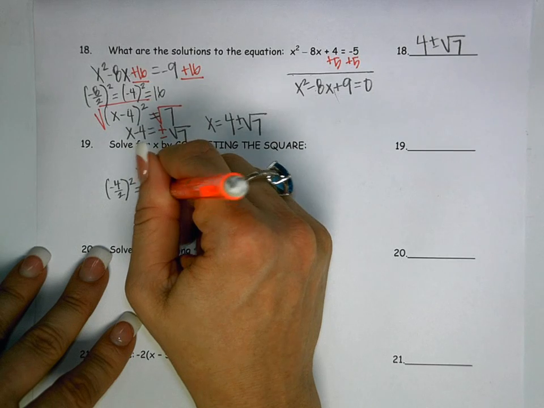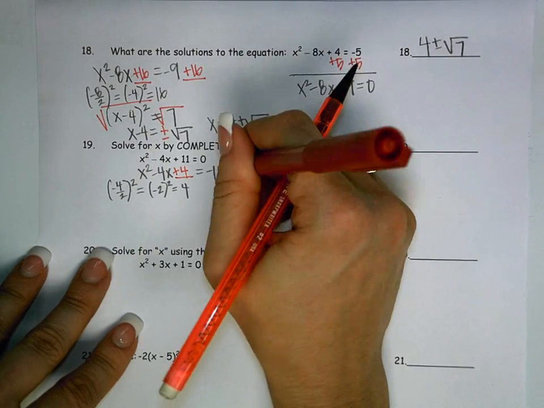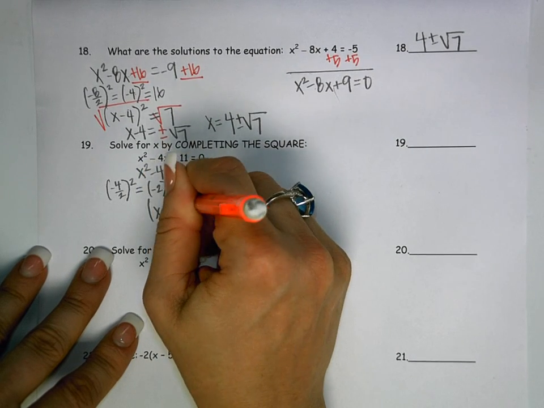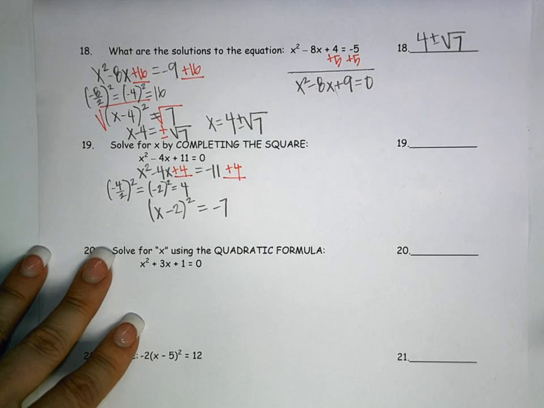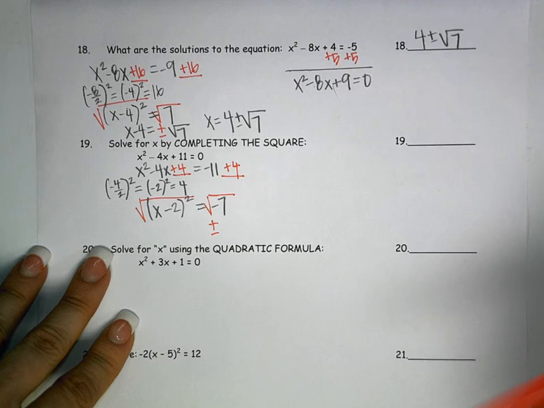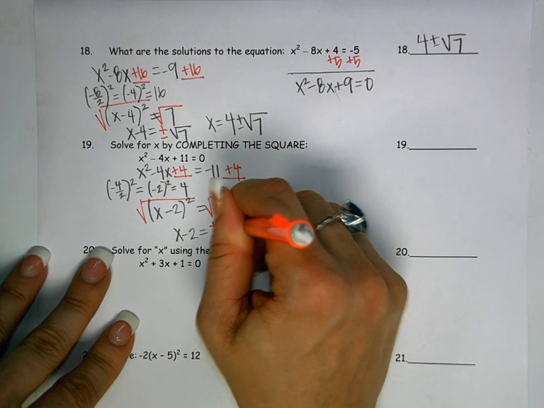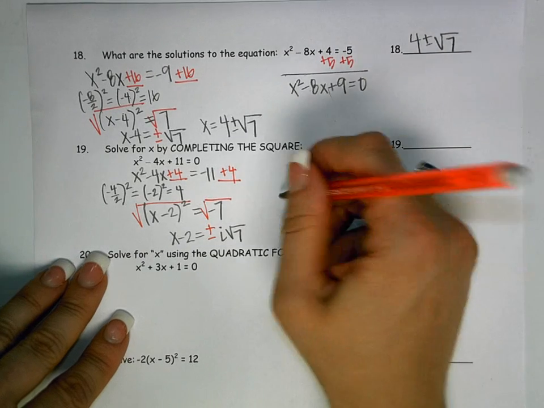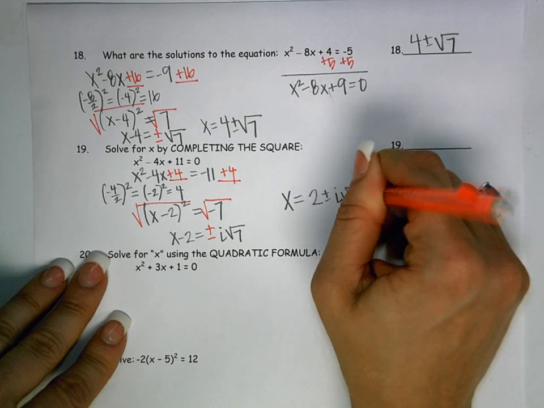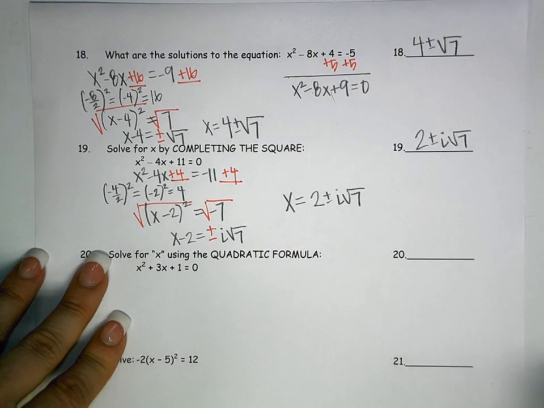Negative 4 divided by 2 is negative 2. Negative 2 squared is 4, so we're going to add 4 to both sides. Factor that: x minus 2 quantity squared equals negative 7. Square root both sides. Make sure you put in your plus or minus. x minus 2 equals plus or minus, take out an i, left behind with a root 7. To get x by itself, add 2 to both sides. So x equals 2 plus or minus i root 7.